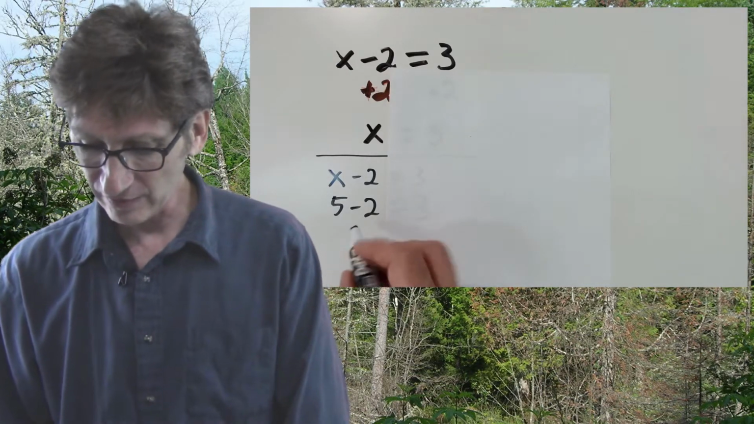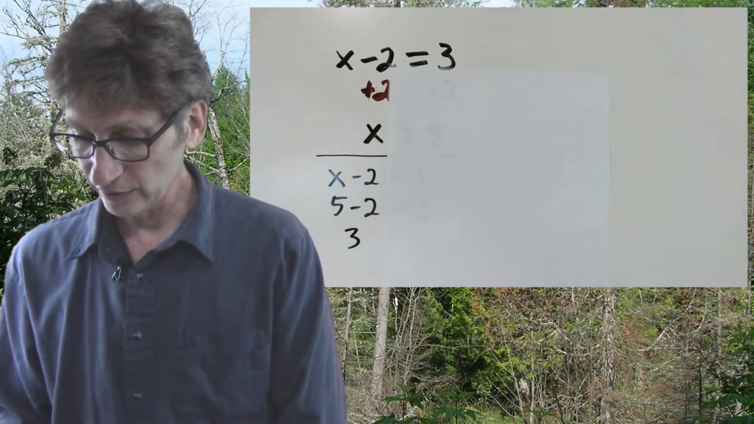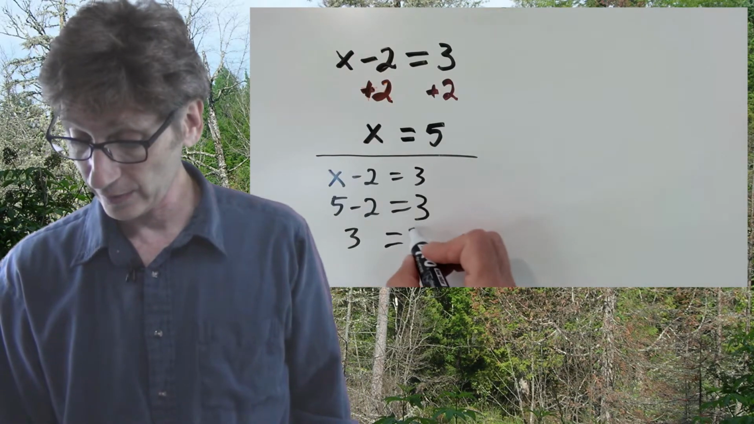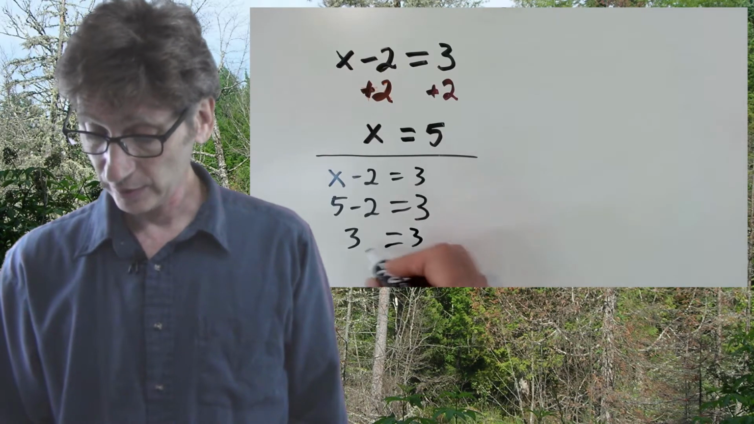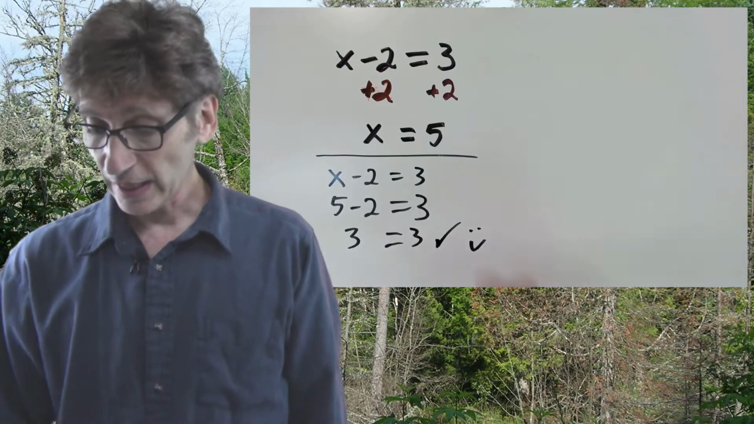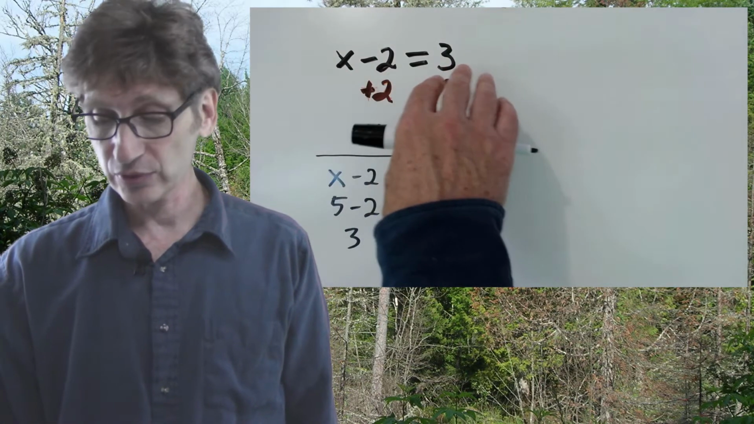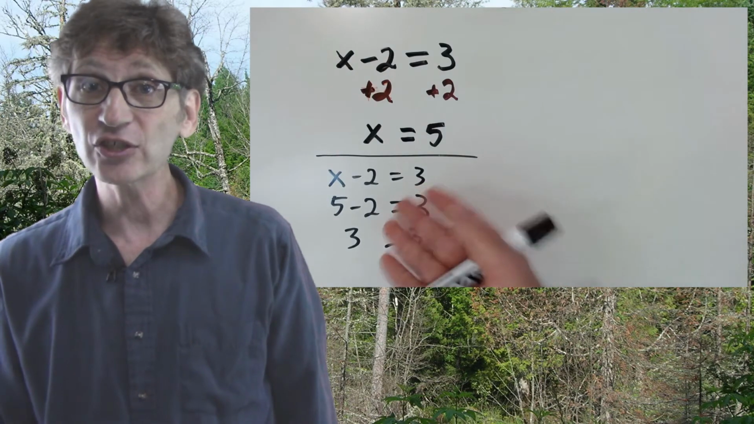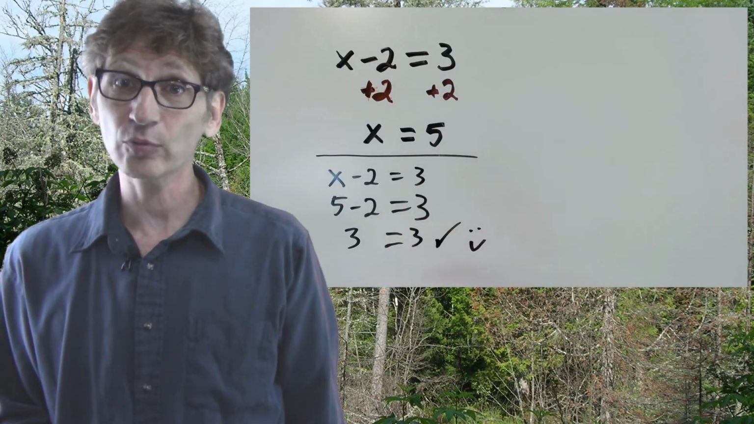On the left side, 5 minus 2 is 3. On the right side, well, there's not a whole bunch to do over there. I just bring down the 3. And that works. 3 does equal 3. This shows that with the equation x minus 2 equals 3, if I add 2 to both sides and I get x equals 5, I can check that solution and prove that it does in fact work for this equation.